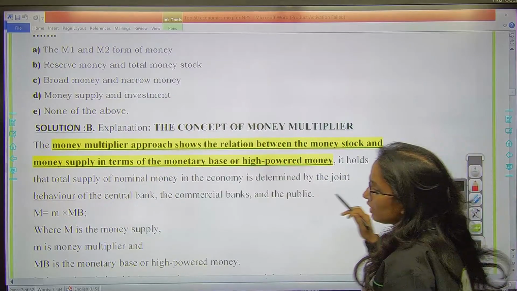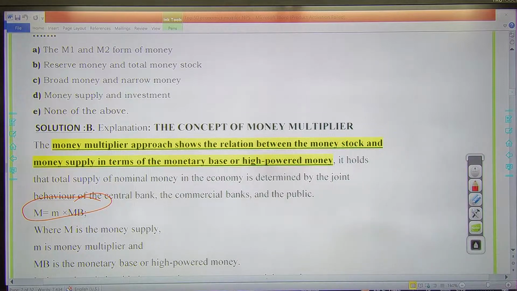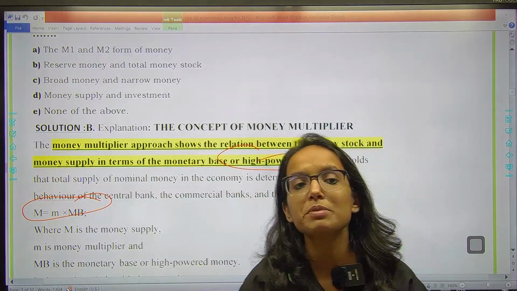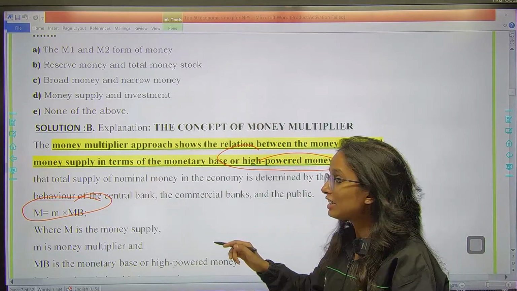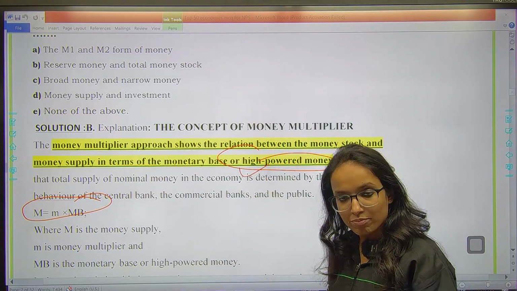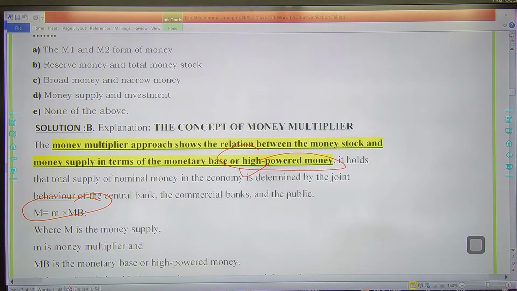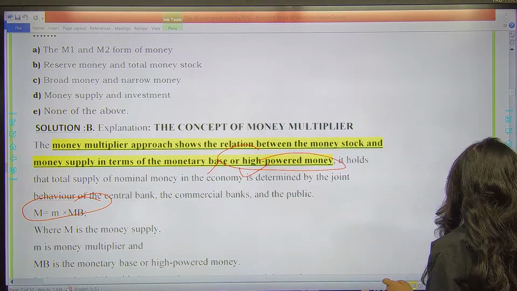You remember this formula? M is equal to m into MB, right? Yes, it will be B, because the money multiplier approach shows the relationship between money stock and money supply in terms of monetary base. What is reserve money? It is nothing but high powered money. Reserve money is also called high powered money, and money supply is directly proportionate to monetary base or reserve money. That means money supply would increase if high powered money or monetary base or reserve money increases. So it is directly proportionate. That's why the correct answer is B.